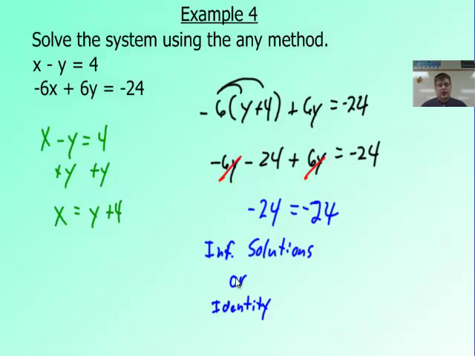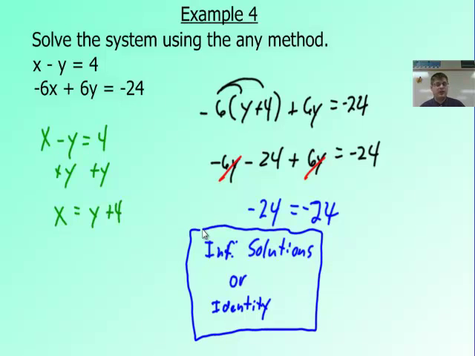Because there's two ways to look at it. You can view it as, well, it's one line on top of the other. So they're touching an infinite number of points, so infinite solutions. But one line on top of the other is the same line. It is itself. It is its identity. So that's another way of looking at that.